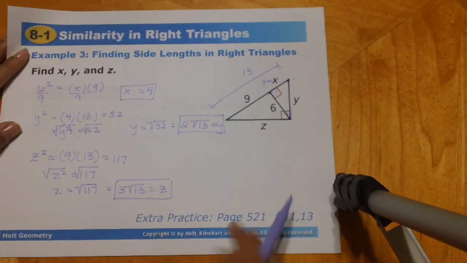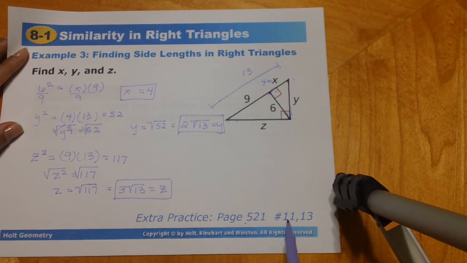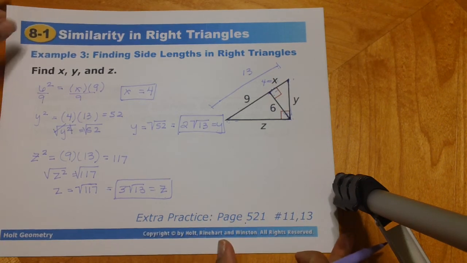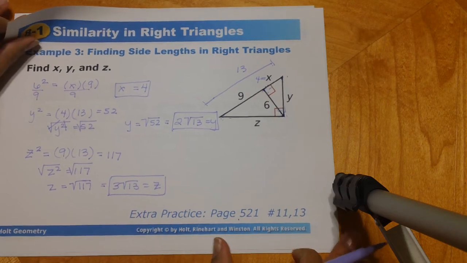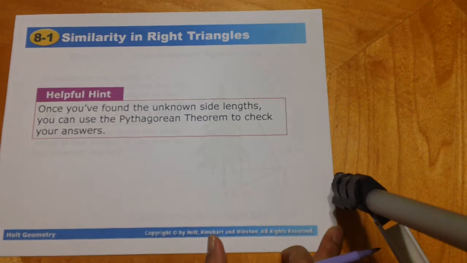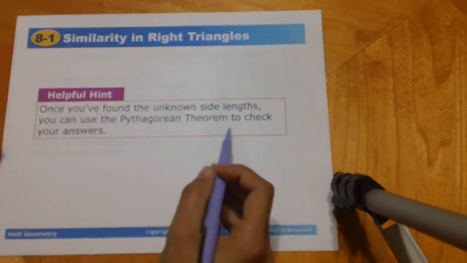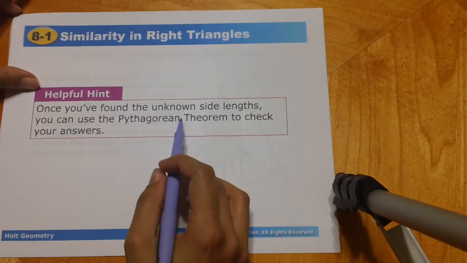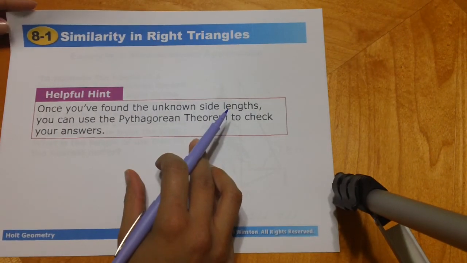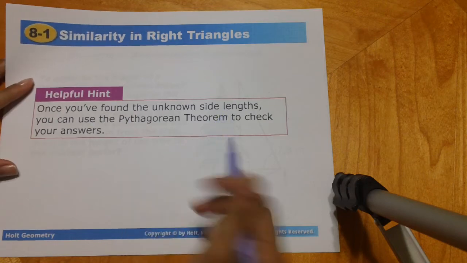Again, to practice this on your own, I need you to go to page 521, problems number 11 and 13, and then you can check your answers in the back of the book. Helpful hint, once you found the unknown side lengths, you can always use the Pythagorean theorem to check your answers. And you guys are very good at Pythagorean theorem. You did a whole lot of that last year.